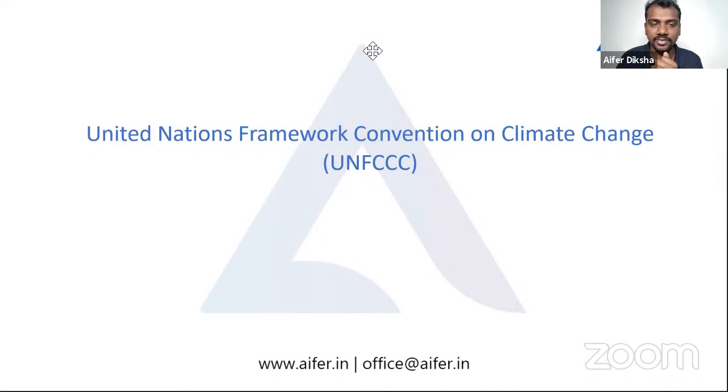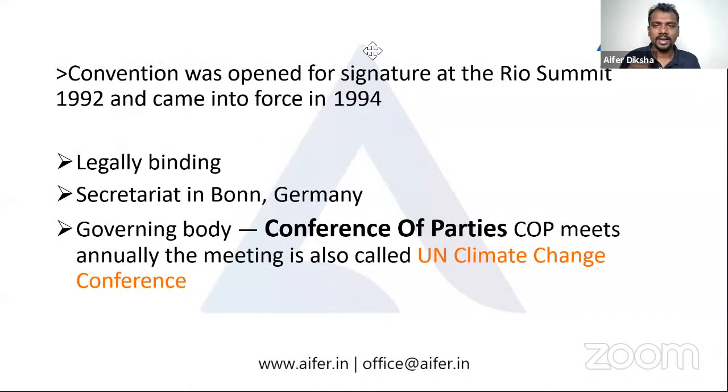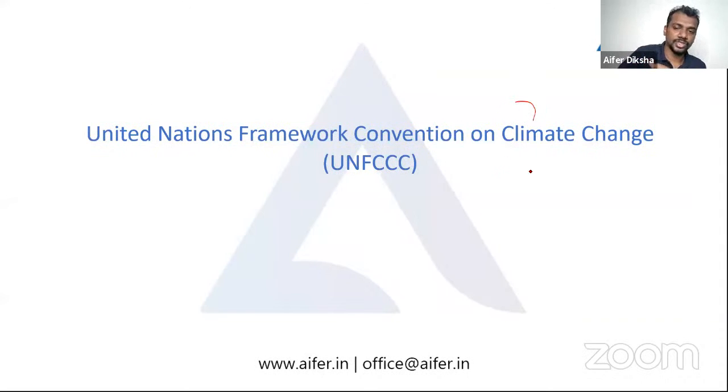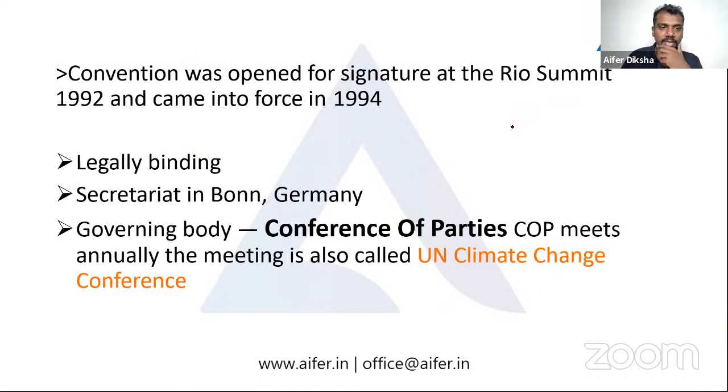Then we have the second convention, the United Nations Framework Convention on Climate Change, UNFCCC. As the name indicates, it deals with climate change. The first one, the Convention on Biological Diversity, meets every 2 years, but this one meets annually. So the CBD meeting is every 2 years, and the UNFCCC meeting happens every year. That annual meeting is known as the Climate Change Conference.